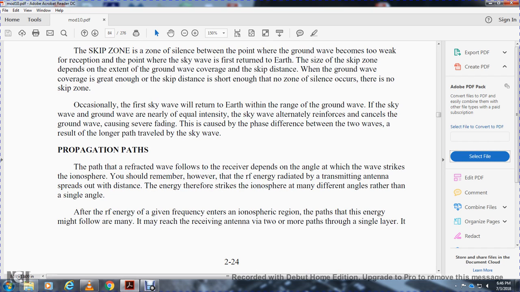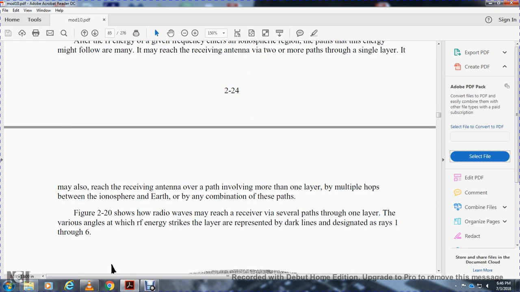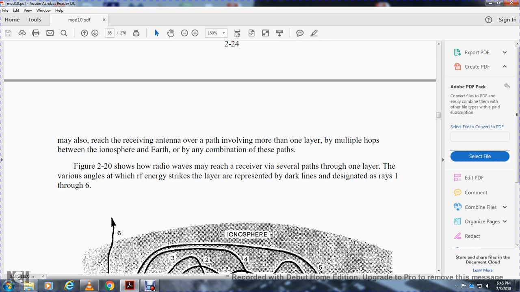to which the wave strikes the ionosphere. You should remember, however, that the radio frequency energy of the transmitting antenna spreads out with distance. The energy therefore strikes the ionosphere at many different angles rather than a single angle. After the radio frequency energy enters the ionizing region, the path of this energy might follow any one of many. It may reach the receiving antenna over two or more paths through a single layer, and it also may reach the receiving antenna over a path involving more than one layer, multiple hops between the ionosphere and the Earth, and any other combination of these paths.